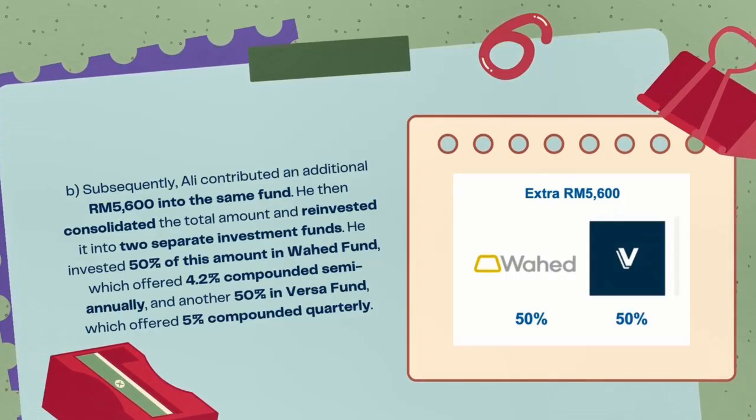Question 1b. Subsequently, Ali contributed an additional 5,600 into the same fund. He then consolidated the total amount and reinvested it into two separate investment funds. He invested 50% of this amount in Wahid Fund, which offered 4.2% compounded semi-annually, and another 50% in Versa Fund, which offered 5% compounded quarterly.